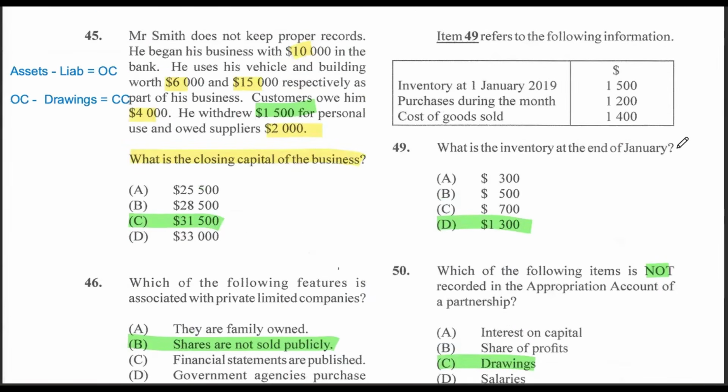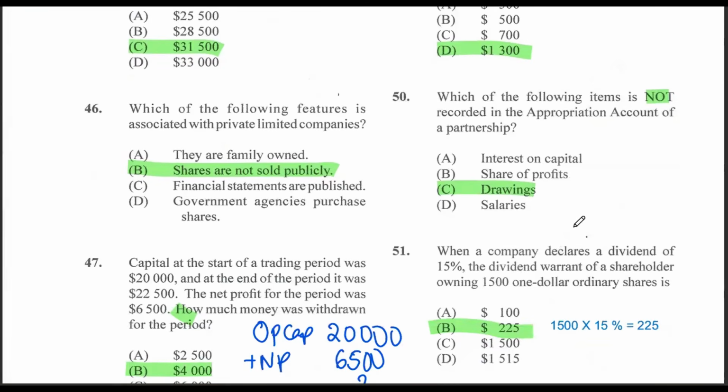What is the inventory at the end of January? They're asking us for closing stock, guys. Well, if the opening stock is 15 and the purchases is 12, that meant we had $2,700 worth of goods available for sale. What we sold was 1,400. Therefore, what we did not sell would have been our 1,300. So closing stock, D, guys. Question 50, which of the following items is not recorded in the appropriation of partnership? You guys know. Answer should be C, drawings. Drawings only shows up in the current account.